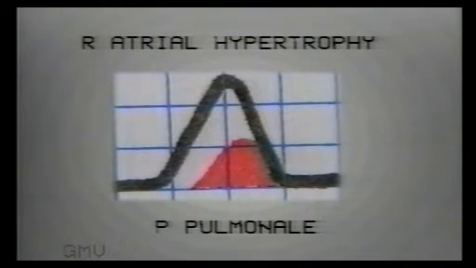In right atrial hypertrophy, the initial component is prominent. So the P wave is tall and peaked in lead 2, which is taller than 2.5 small squares. Since this is common with pulmonary hypertension, it is termed as P pulmonale.